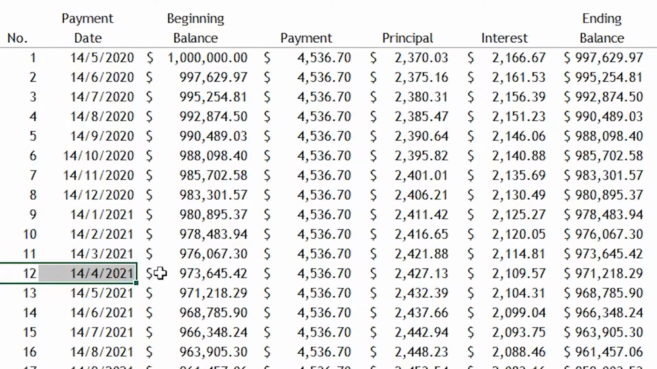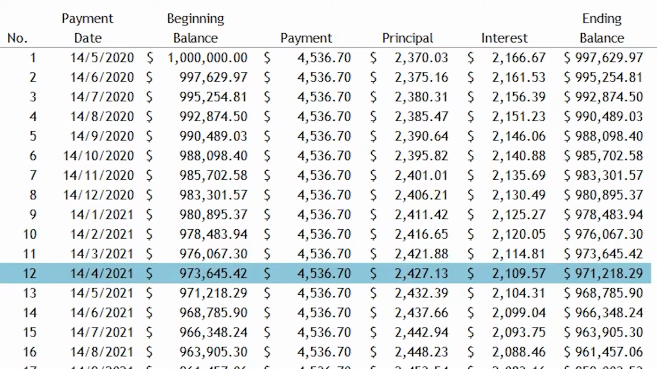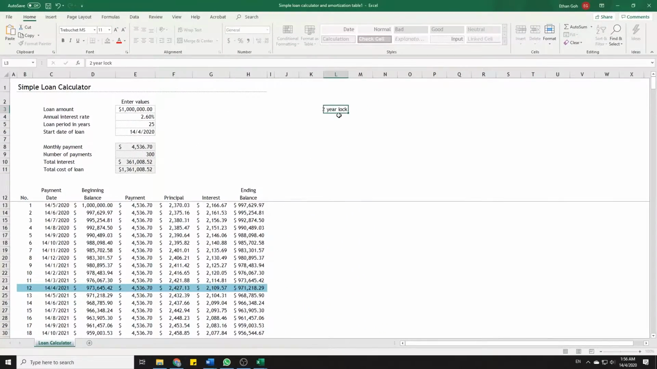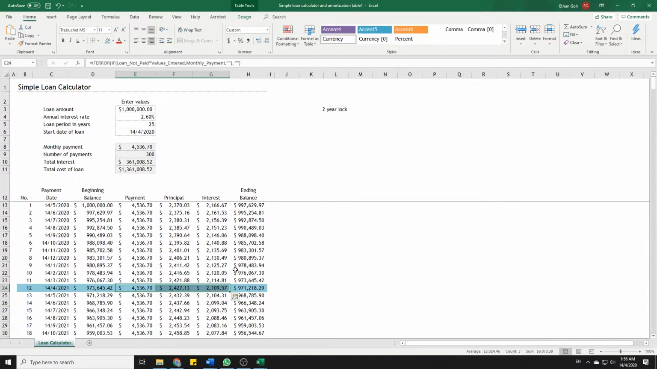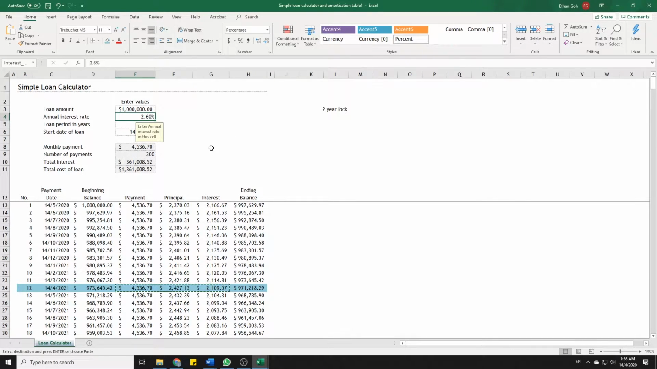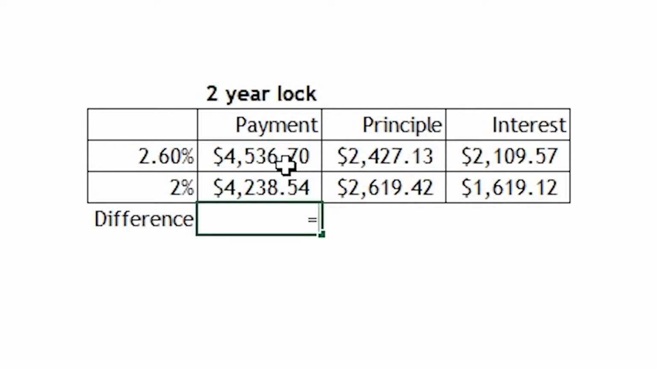However, we're not going to look that far just yet. We're going to look at the 12th payment, because usually what banks do, they give you a 2-year lock. Okay, so what I'm going to do for you guys, I'm going to get the payment amount, the principal amount, and the interest amount for 2.6% and 2%, and we are going to compare it over here. Okay, so now what I want to do, I want to compare the difference between 2.6% and 2%.